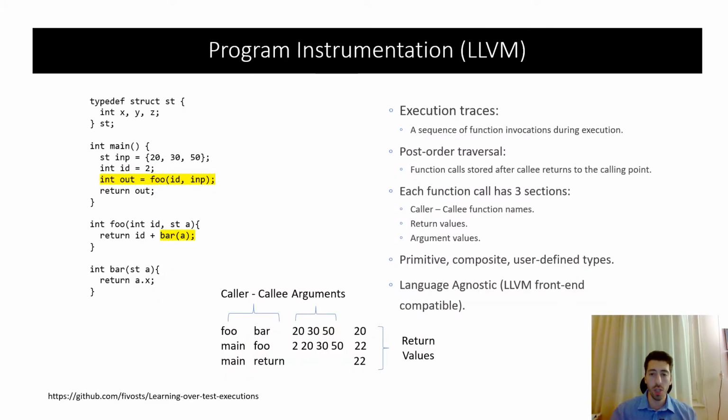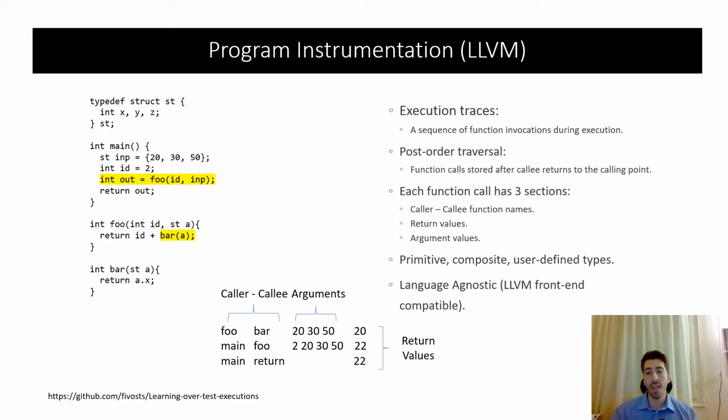First of all, we use the LLVM framework to instrument the code bases that we use. That means that our approach is language agnostic, because any programming language that can be compiled to LLVM with a compatible frontend can be used in our approach. Our execution traces are basically a sequence of all the function invocations that happened during execution. In other words, we capture all the function calls that happen during the execution of a test, and we present the sequence of these function calls in a post-order way. That means that the function calls are stored only after the callee function returns back to the calling point.